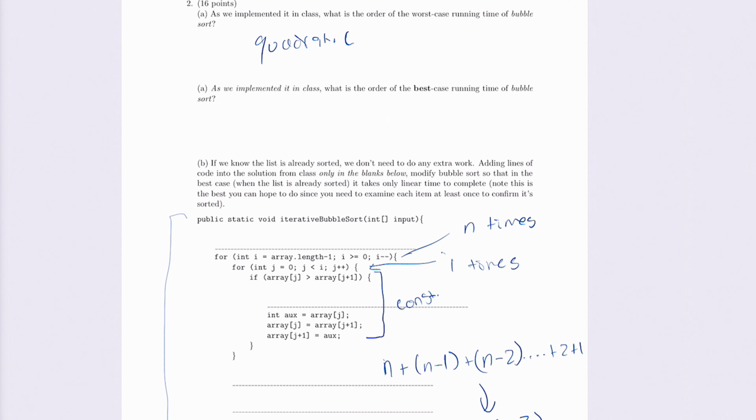What's the best case running time of bubble sort as implemented in class? Looking down here, if the input is any different, does it change the loops that we go through? No, it doesn't influence the loops. So whether or not we run the body, it's still a constant amount of work, which means the best case as implemented is also quadratic.